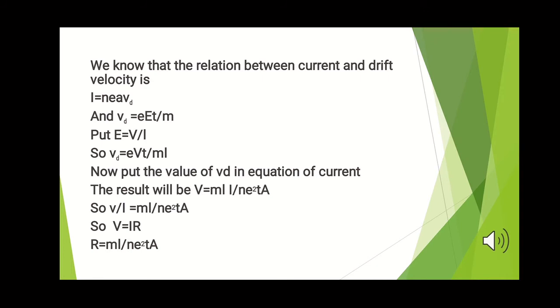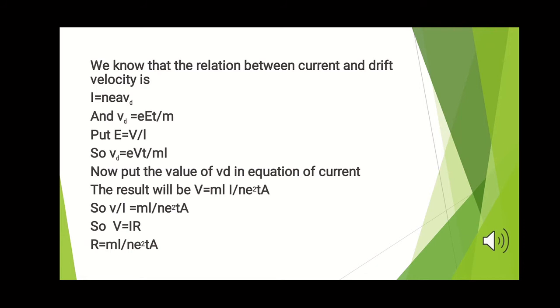So the formula will become V = mlI/(ne²τA). I will repeat it: V = mlI/(ne²τA). If we separate the two terms V and I on the left-hand side, we can write V/I = ml/(ne²τA).